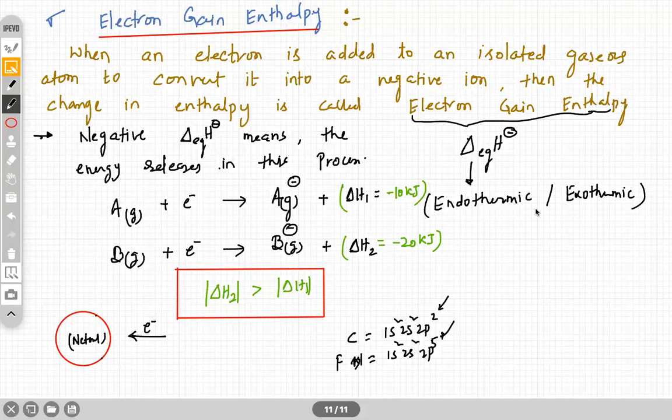Halogen has very high negative electron gain enthalpy, since they have a high tendency to accept one electron and gain noble gas configuration.